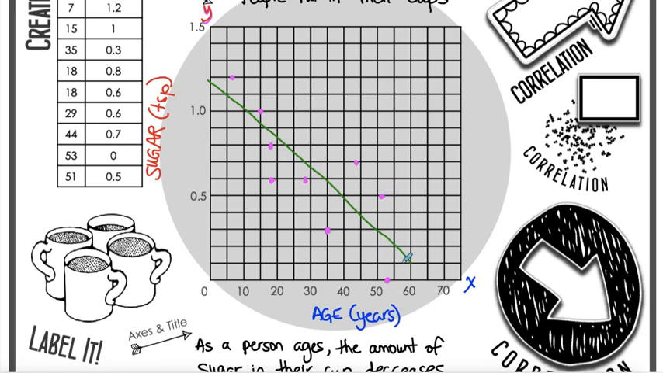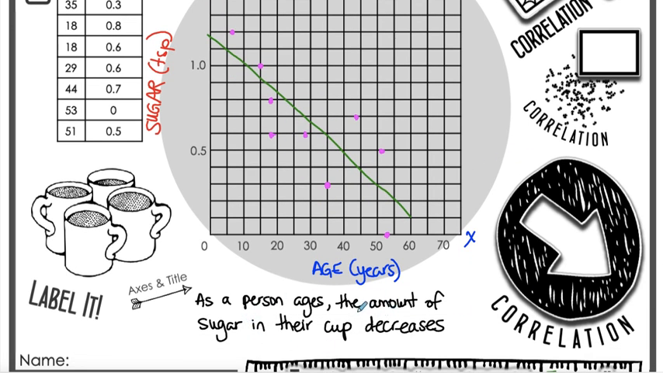I can't forget that one down there. So again, the trend line or the line of best fit also helps me determine the relationship between those two variables. As a person ages, the amount of sugar in their cup decreases. We can now see that clearly using our line of best fit. The line of best fit helps us determine the type of correlation that a scatter plot has.